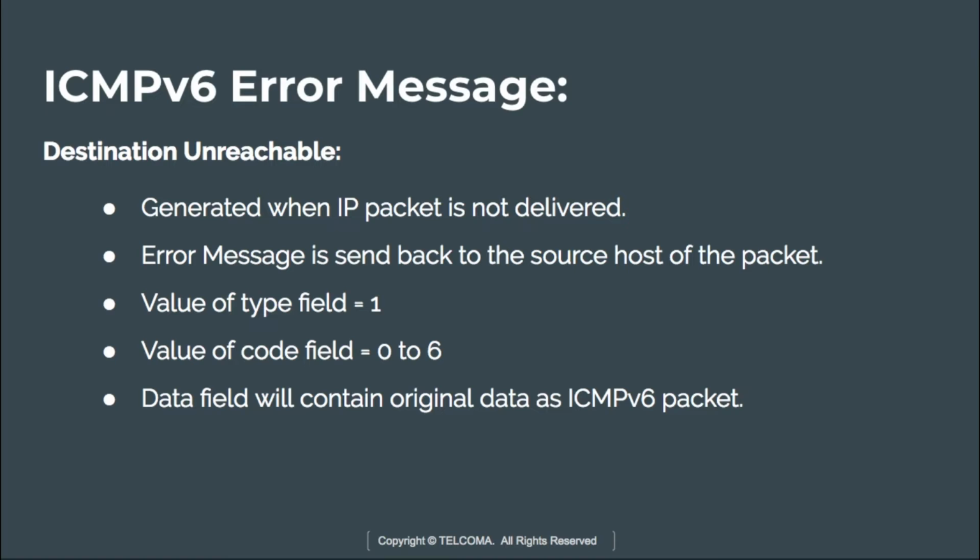The destination unreachable message is generated whenever the IP packet is not delivered at the destination. That's why this destination unreachable error message indicates that the packet you have sent to the particular destination has not reached it. This error message is sent back to the source host of the packet, which means it is received by the source host that sent the message in the network.